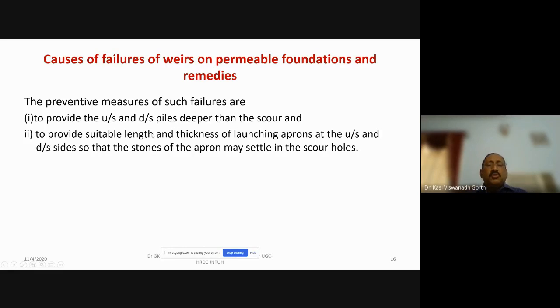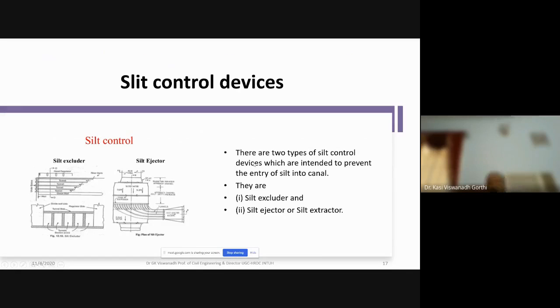Then provide suitable length and thickness of the launching aprons on the upstream side and also on the downstream side, so that the stones of the upstream may settle in the scour holes. So this is how you have the four probable failures for the weir or barrage and the preventive measures also.